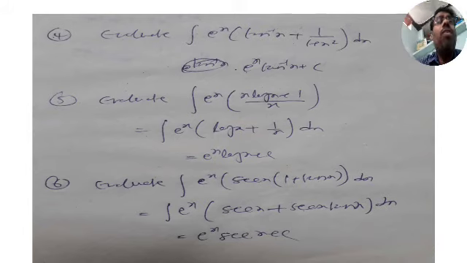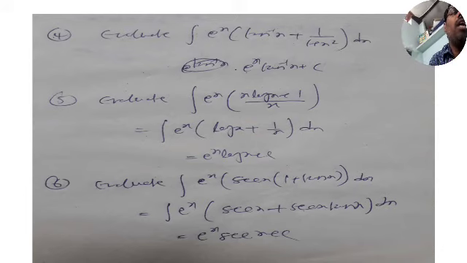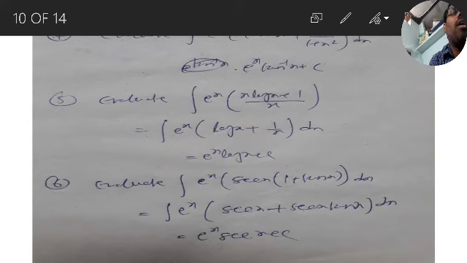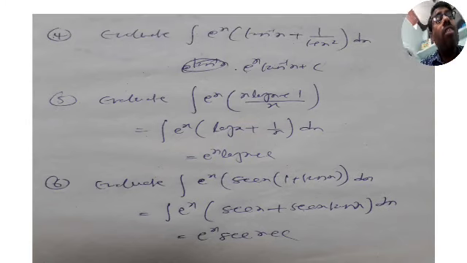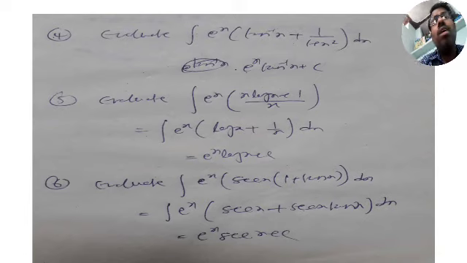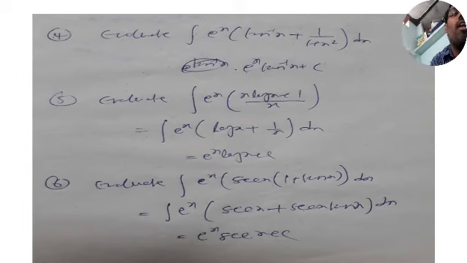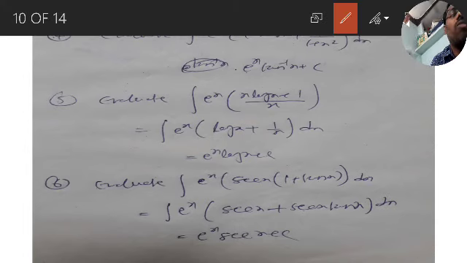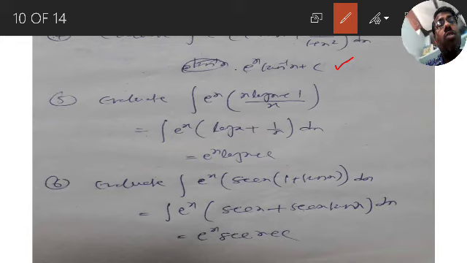Fourth one, evaluate the integration of e^x (tan⁻¹ x + 1/(1 + x²)). You see here the function is tan inverse x and its derivative is 1 by 1 plus x squared. So it is of the form integration e^x [f(x) + f'(x)] dx. The answer is e^x f(x). So here the answer is e^x tan⁻¹ x.